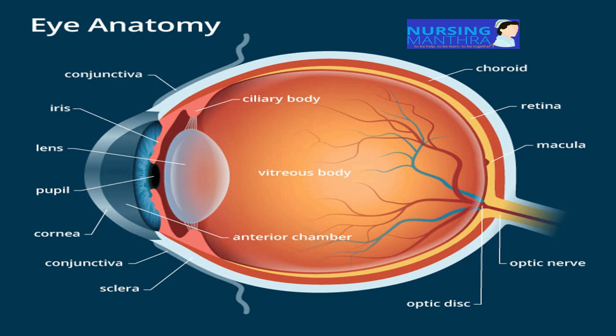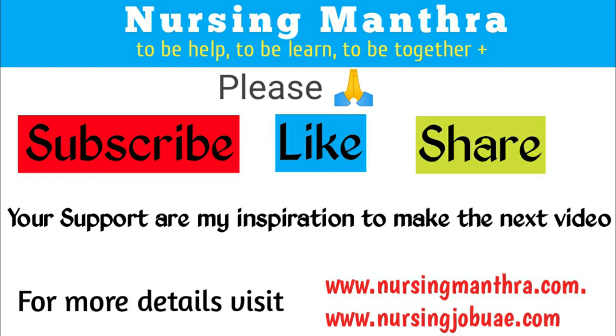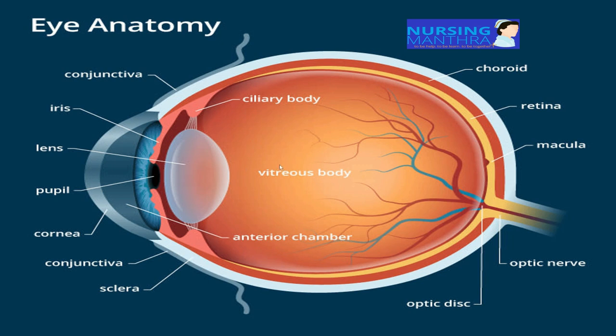Then there is the posterior chamber, at the back side. It is a fluid filled space immediately behind the iris, but in front of the lens. So in front of the lens, this is the lens, and this area is the posterior chamber. The fluid is the aqueous humor, which nourishes the cornea and the lens.